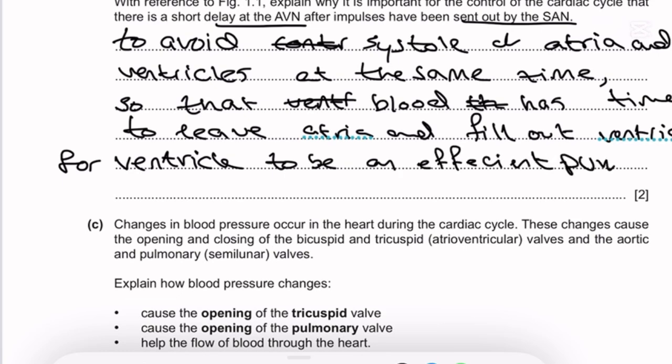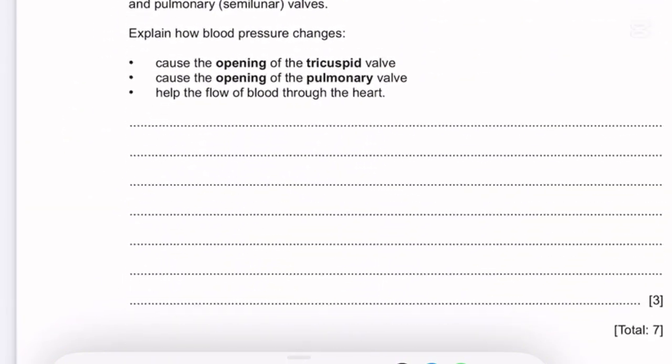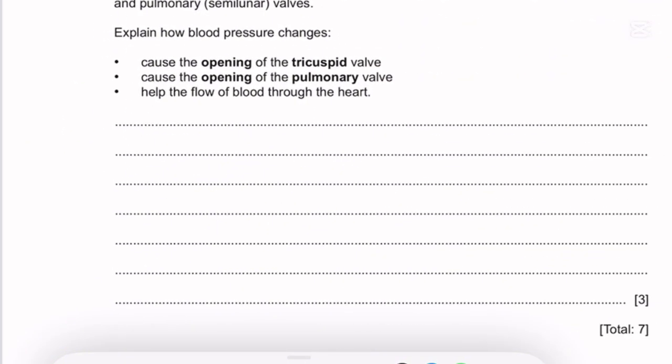Now this brings me on to C. Changes in blood pressure occur in the heart during the cardiac cycle. These changes cause the opening and closing of the bicuspid and tricuspid atrioventricular valves and the aortic and pulmonary semilunar valves. Explain how the blood pressure changes cause the opening of the tricuspid valve and the opening of the pulmonary valve, the semilunar valve, and help the blood flow through the heart.